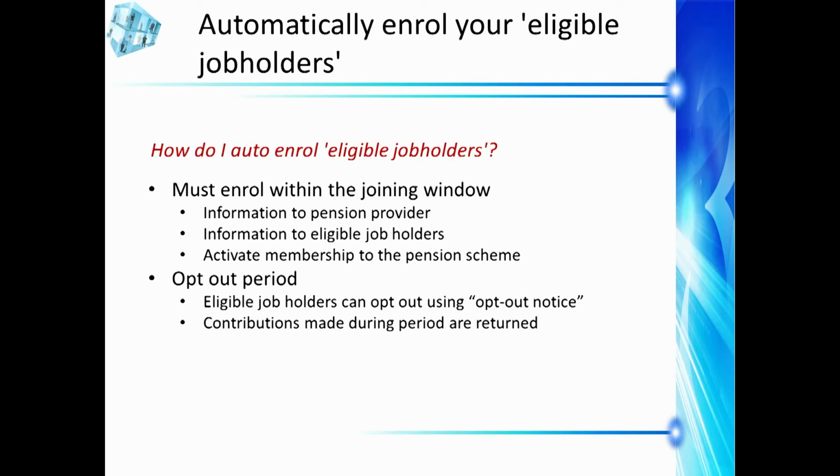If somebody opts out, then 3 years after your staging date, you'll go through the whole process again, and you will auto-enroll them back into the pensions, and again they then have the option to opt back out of that.